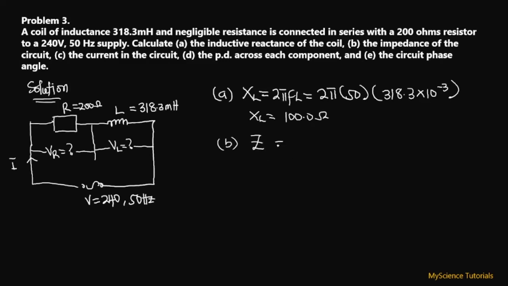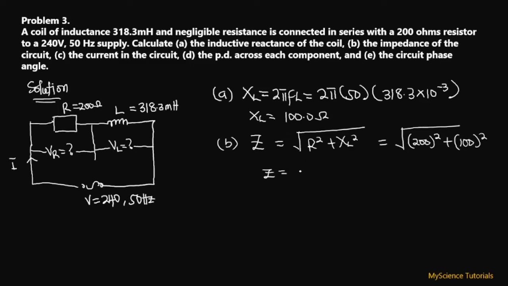Now, the second aspect of the question is asking us to find the impedance. We know that the impedance is equal to the square root of R squared plus XL squared. So this is equal to the square root of the resistance, we know is 200 ohms, so we square that, plus we just found the inductive reactance to be 100, so we have 100 squared. Now, if we compute that into our calculator, our impedance is going to have a value of 223.61 ohms.